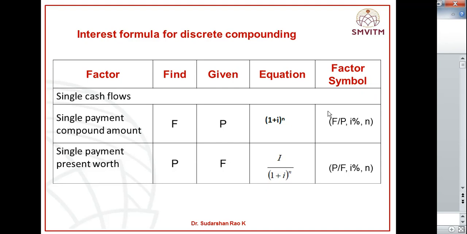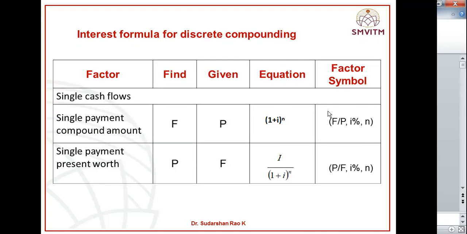In the single payment compound amount, to find the future value F, that is the compound amount, where the present value or the present investment is given, the equation is F equal to P into (1 plus i) to the power n. It is nothing but the compound interest. In the discrete interest factor table, the factor symbol used is F/P, i percent, n.